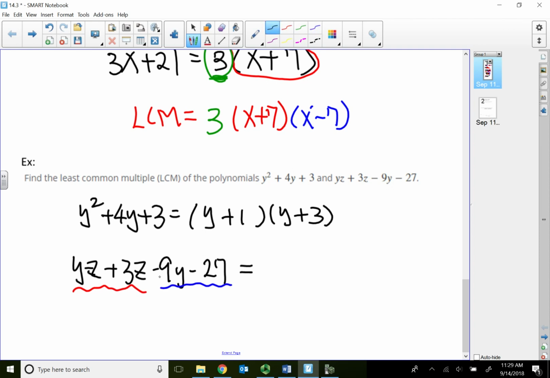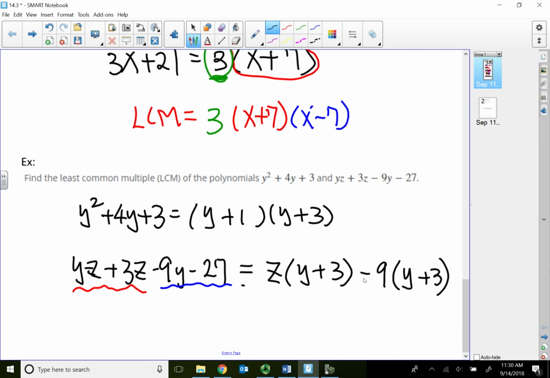From the first 2 terms, I can factor out a z. So that leaves me with y plus 3. Between the last 2 terms, I can factor out a negative 9, since both terms are negative. So what should be left is y. Negative 9 going into negative 9y is positive y, right? Negative 9 going into negative 27 is positive 3.